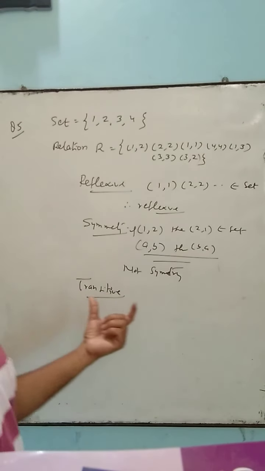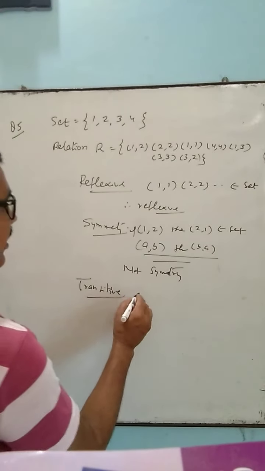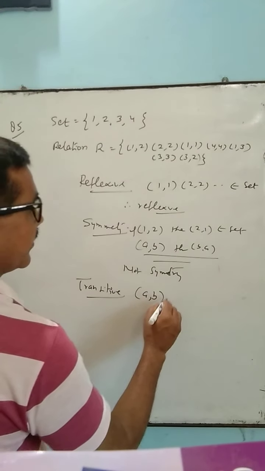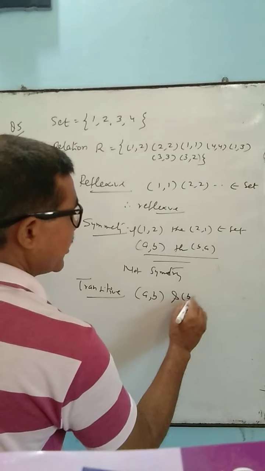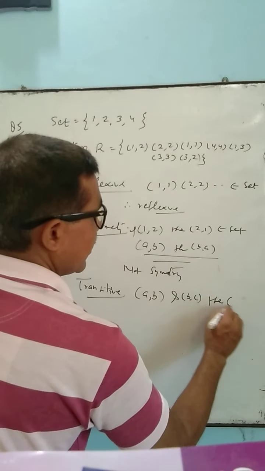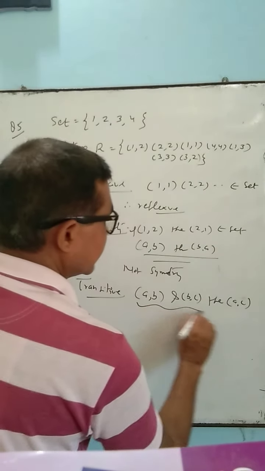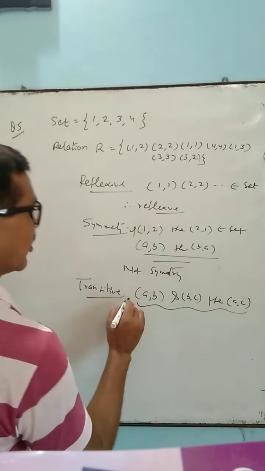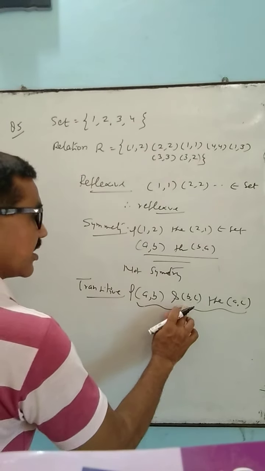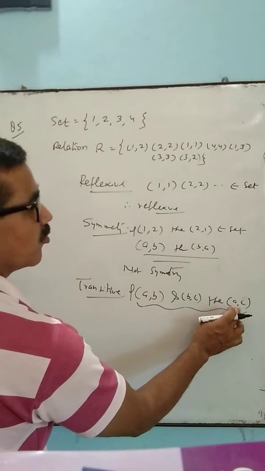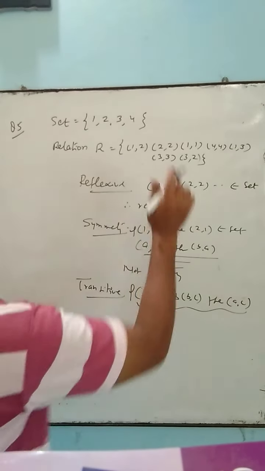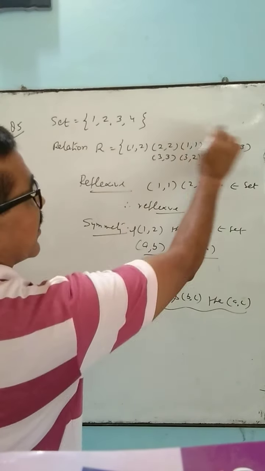Transitive. What is the property of transitive? Transitive is: if A comma B and B comma C, then A comma C. This is the property. This must be in the given relation. If this and this, both should be there, then this will also be there. Now look at A comma B. Now carefully check the whole relation.